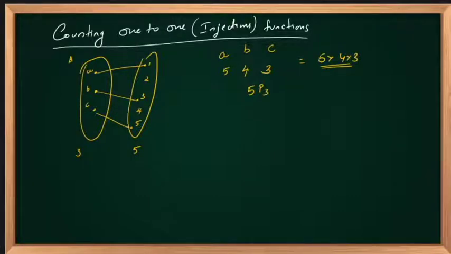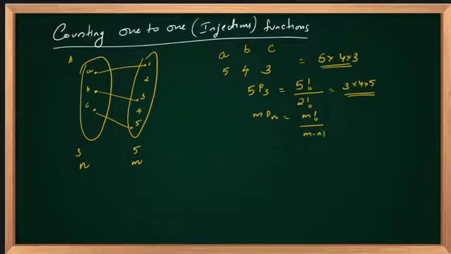That is equal to 5P3. So what is 5P3? That is equal to 5 factorial divided by 2 factorial, which is 3 into 4 into 5. So if you have n elements here and m elements here, then the number of one-to-one functions will be equal to mPn, which is m factorial divided by (m minus n) factorial.